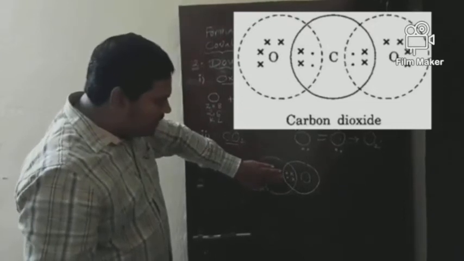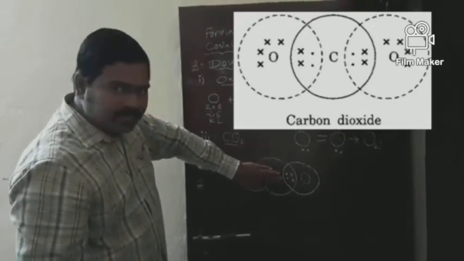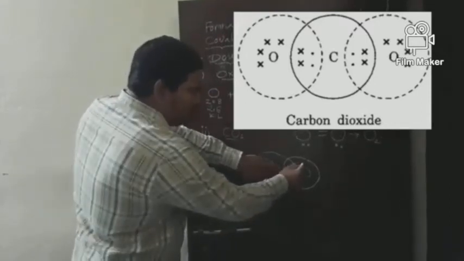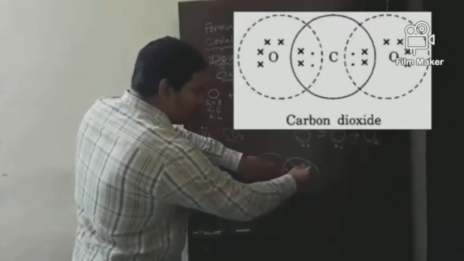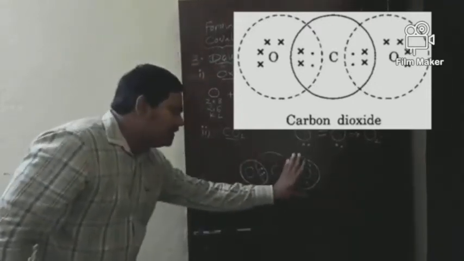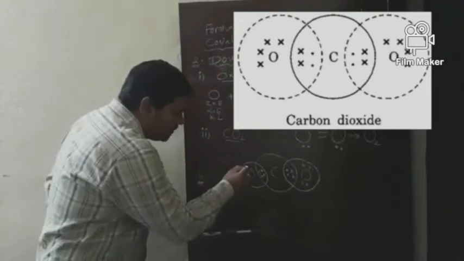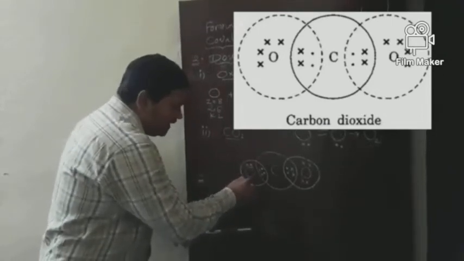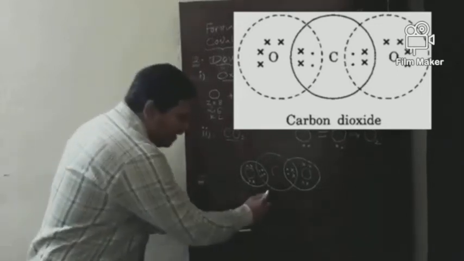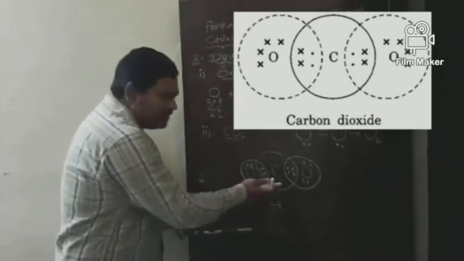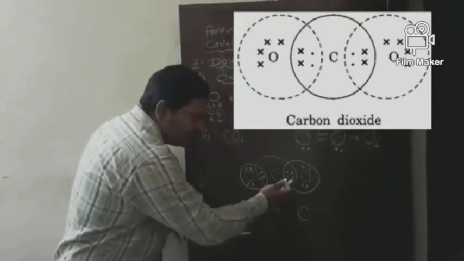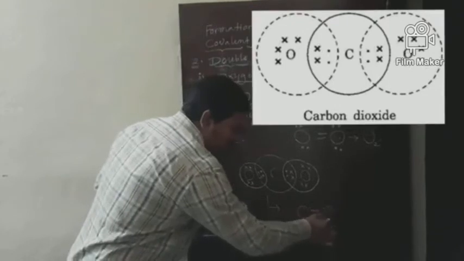Now, if you take this oxygen, for suppose, how many electrons are there? 4. So, you have to represent 4 more electrons in the form of lone pairs. Even for this oxygen also, you have to represent 4 more electrons in the form of lone pairs. After bond formation, this structure is like this. Carbon: since 2 electron pairs are shared, a double bond is formed with each oxygen.